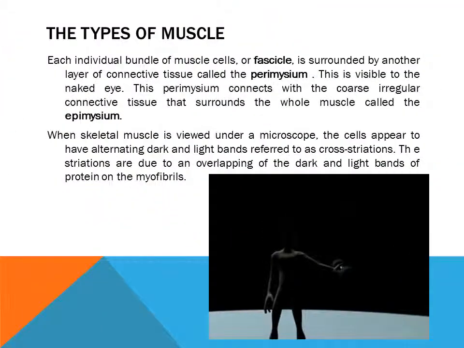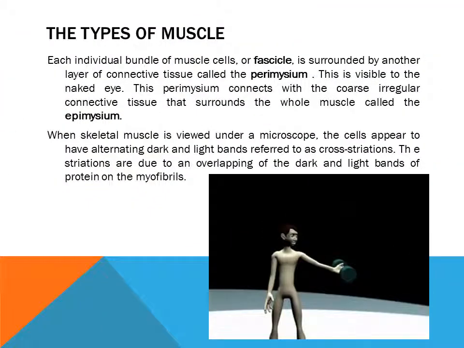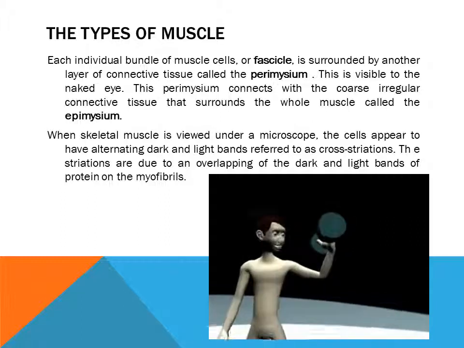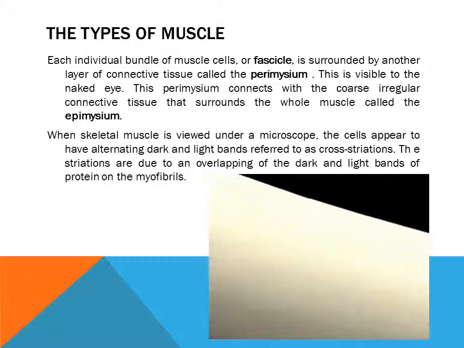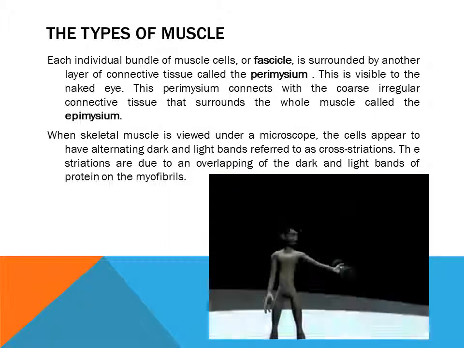Each individual bundle of muscle cells, or fascicle, is surrounded by another layer of connective tissue called the perimysium. This is visible to the naked eye. This perimysium connects with the coarse irregular connective tissue that surrounds the whole muscle, called the epimysium.